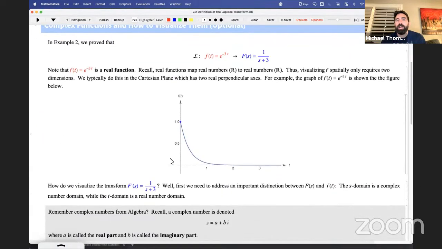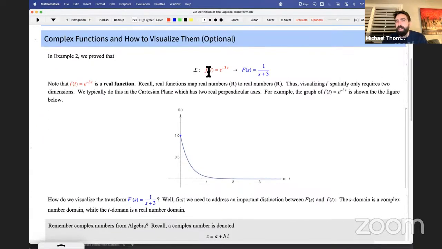So look, if you remember in example 2, we proved that the Laplace transform takes this function in the t domain to this function in the s domain. The f function is a real function. And what we mean by real function, this is all the functions we've ever worked with, really. It takes a real number to a real number.